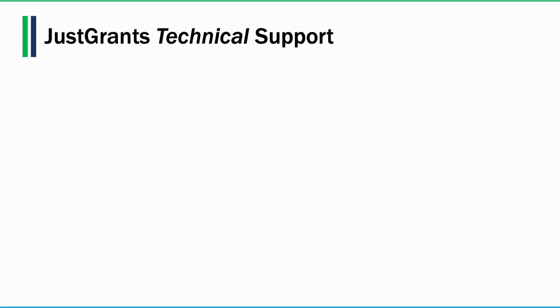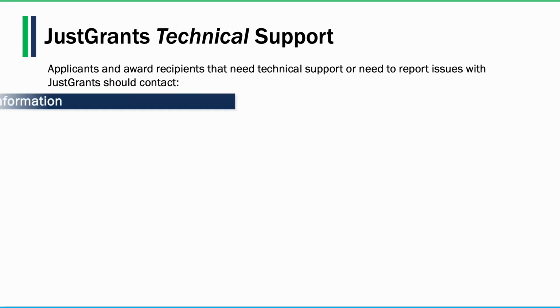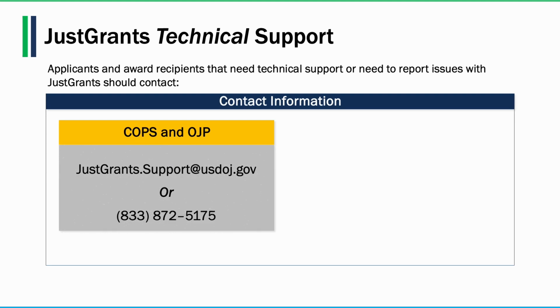For grant application status, check the website from the 3 DOJ managing offices, COPS, OJP, and OVW. But for JustGrants technical issues, you should contact JustGrants technical support. To contact the COPS and OJP technical support desk, you can send an email to justgrants.support@usdoj.gov. You can also call 833-872-5175 Monday through Friday between 7 a.m. and 9 p.m. Eastern Time, or between 9 a.m. and 5 p.m. Eastern Time on weekends and federal holidays.